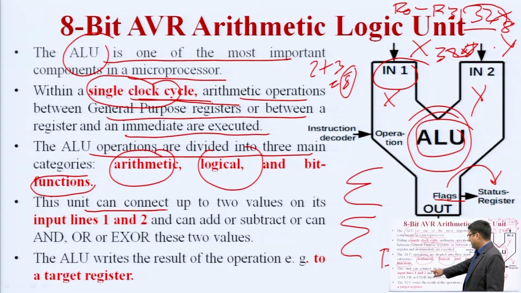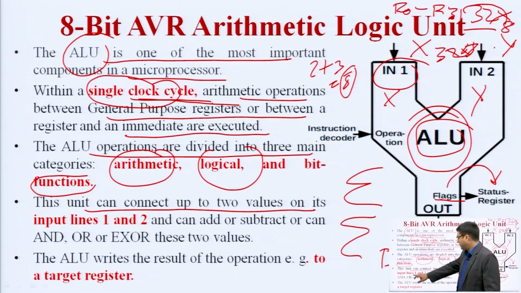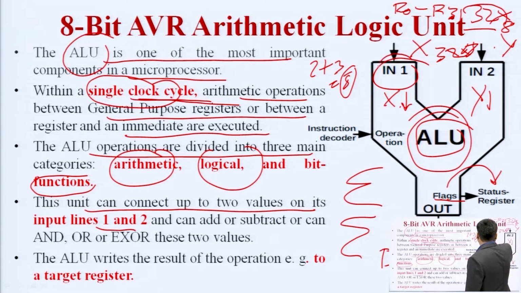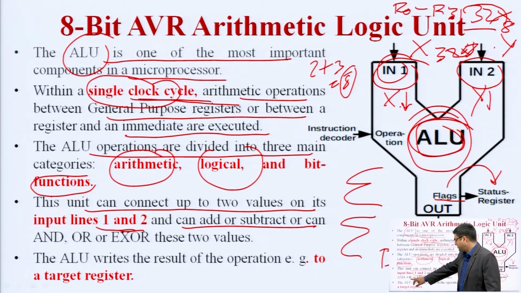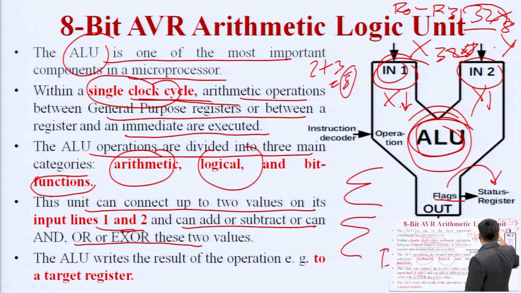This unit can connect up to 2 values on its input lines. We have seen these 2 values, x and y, input 1 and input 2. Obviously there should be 2 inputs. If we are adding something, there should be 2 inputs available. We are doing arithmetic and logical operations on 2 values. So input lines 1 and 2 should be available to the ALU, which can add, subtract, or do some logical operations on these 2 input values x or y.